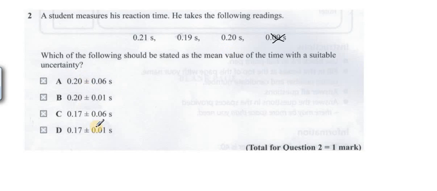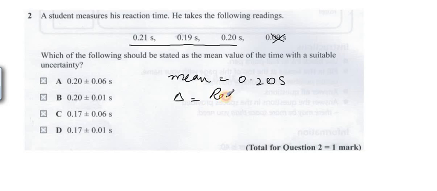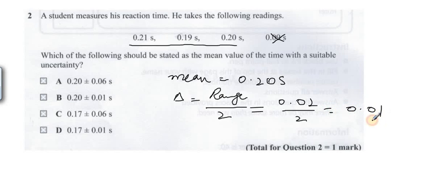So how do we find the mean value with uncertainty? First of all, we need to find the mean, the average value of these three numbers, 0.19, 0.2 and 0.21. If you add these three and divide by 3, you will get 0.20. Second, this is the mean, and for uncertainty we need to find the range and then divide by 2. The range, highest minus lowest value, gives you 0.02, divided by 2. The uncertainty would be 0.01. So you can combine the mean value with the uncertainty, and write the mean value with suitable uncertainty as 0.20 plus or minus 0.01 second. So your option is B. Yes.